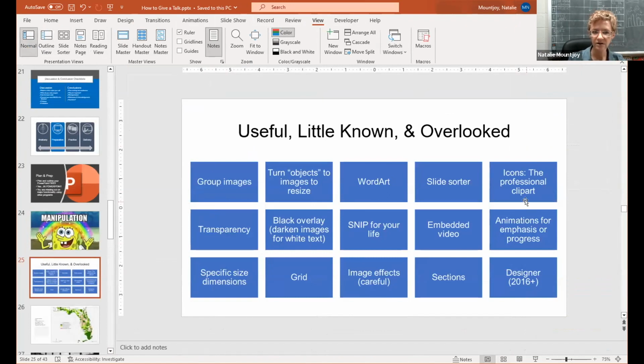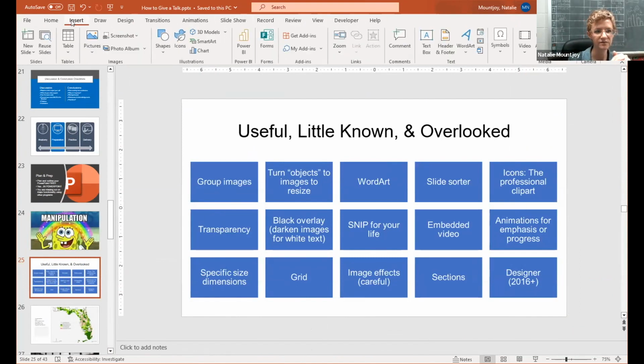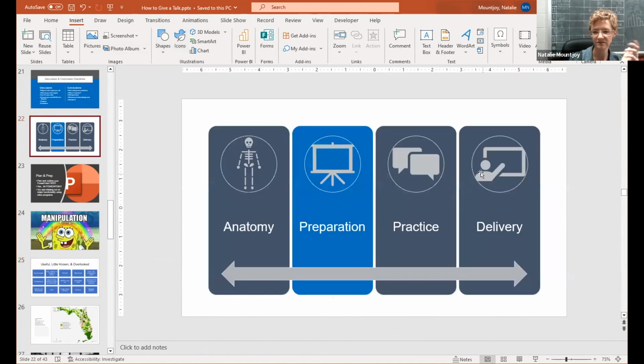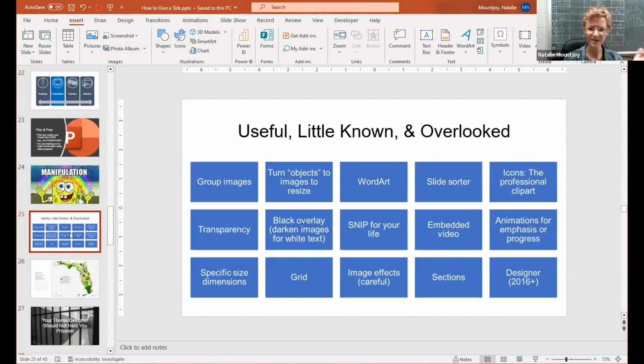Icons are available everywhere, but PowerPoint has an enormous library of icons. When you go to insert, it's one of your options over here. Icons, think of this as your professional clip art. It's what I used up here, these little icons. If you can't think of an image that you would want to use, but your slide needs something, icons is a great place to go. It does the transparency trick, which I showed you earlier. The black overlay is a nice touch.